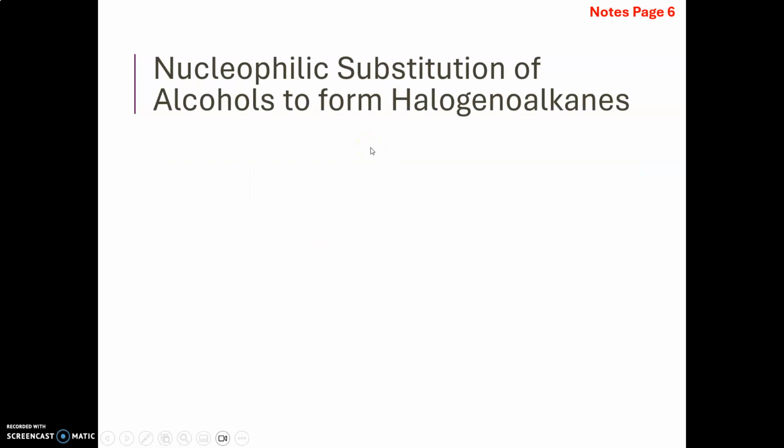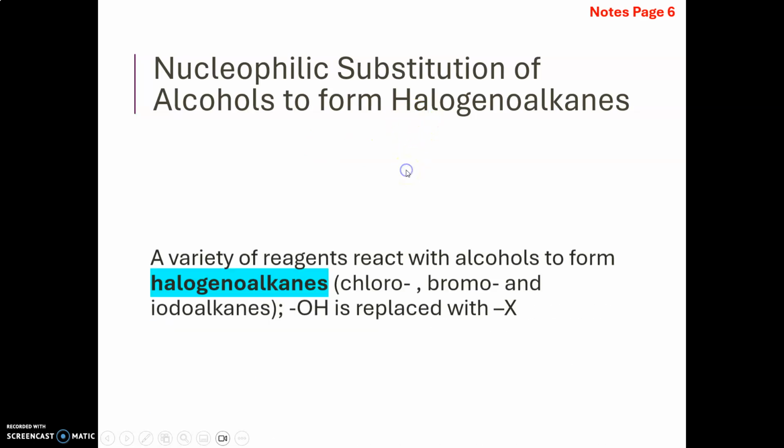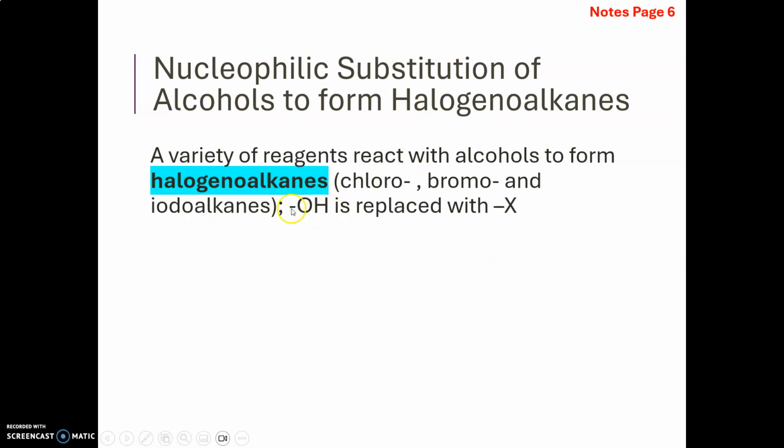The next reaction is nucleophilic substitution of alcohols to form halogenoalkanes. So in the previous chapter of halogenoalkanes and in the previous section, we mentioned that when halogenoalkanes react with aqueous sodium hydroxide or potassium hydroxide, it forms alcohols. So this reaction is the reverse of that reaction. And in this reaction, the hydroxyl group is replaced with a halogen atom such as chlorine, bromine, or iodine.